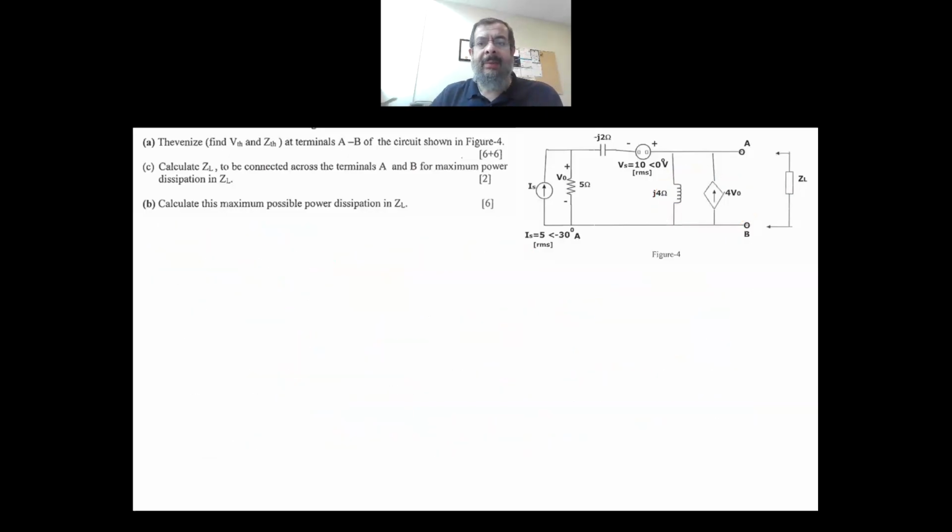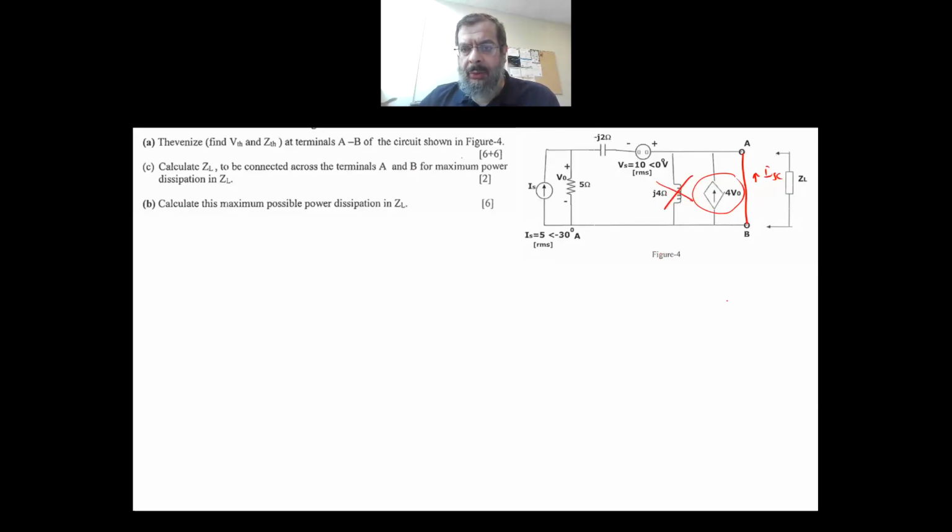Now let's move to the second part. Here I cannot find Z Thevenin directly because I have a dependent source. So the only option is to put a short circuit here, and that would be your I short circuit. Now when you have an I short circuit here, this will disappear.